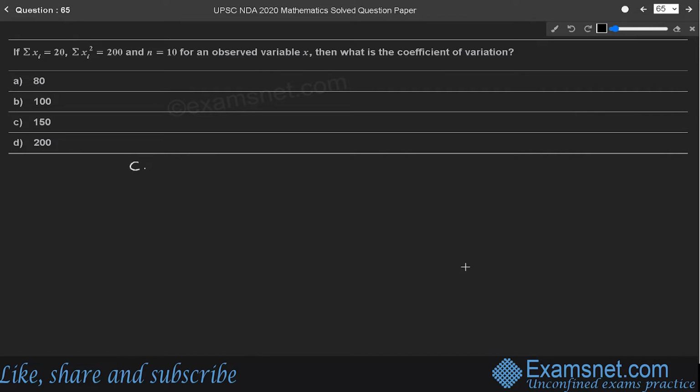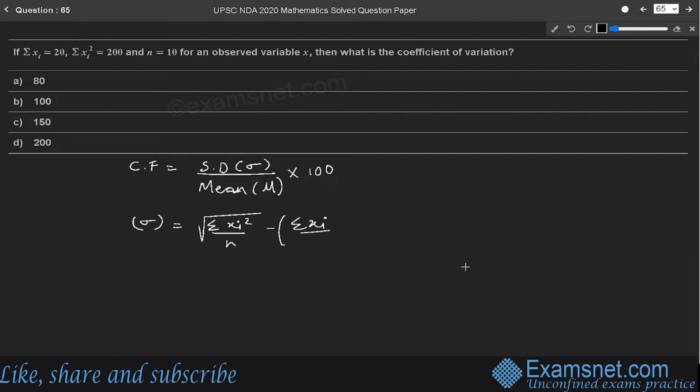Coefficient of variation can be denoted as CF. It is equals to standard deviation, which is denoted by sigma, upon mean, which can be denoted by mu, into 100. So in order to find the coefficient of variation, we have to find the standard deviation and mean. We know that standard deviation will be equals to under root of summation of xi square upon n minus summation of xi upon n whole square.